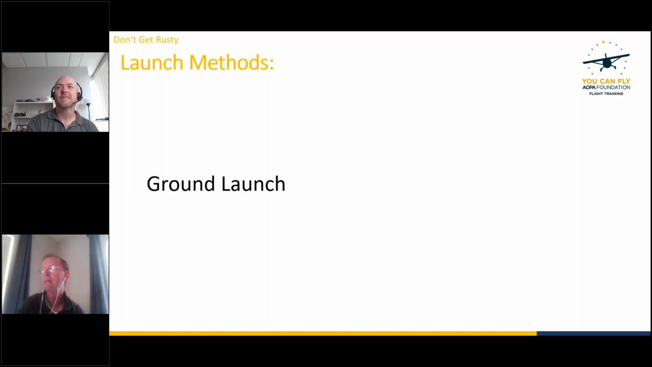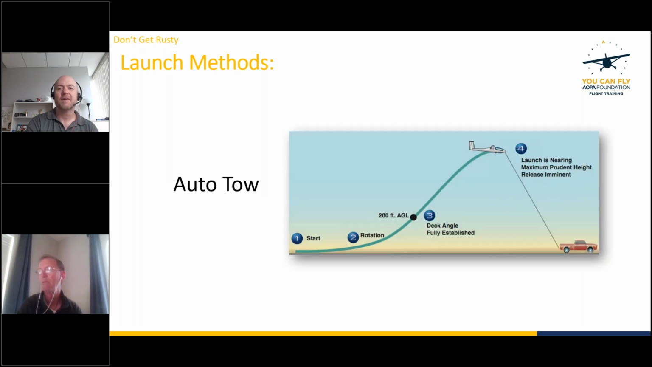The next launch method is called ground launch. Back in the day, auto tow was common, and it's literally what it sounds like. They hooked a rope between some old car with a big engine in it, and they literally pulled the glider into the air like a kite. Inexpensive and needs a lot of runway, but can be done.